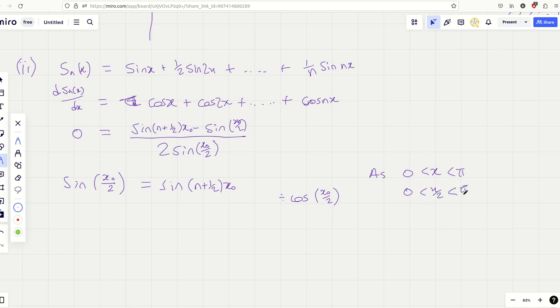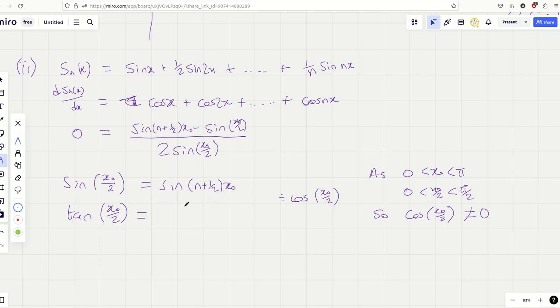X over 2 is between 0 and pi over 2, and so cos of x0 over 2 can't be equal to 0, yeah? And that's why I can safely divide by cos x0 over 2. Now that's going to give me tan x0 over 2 on this side.